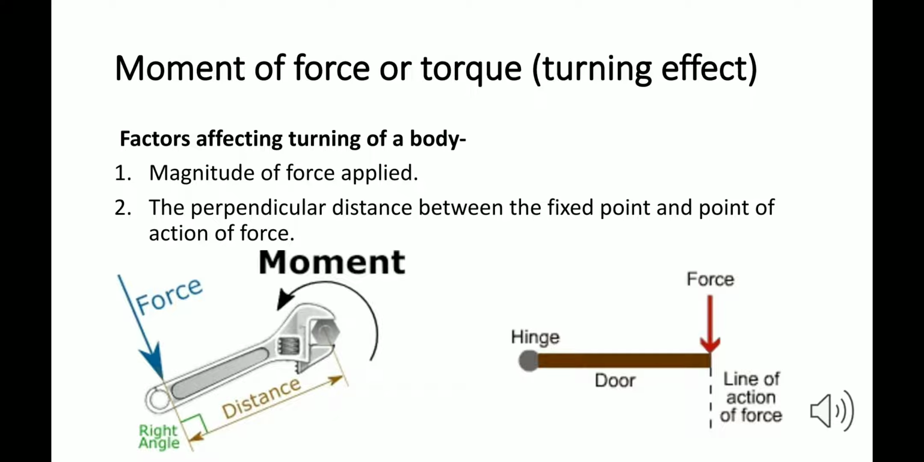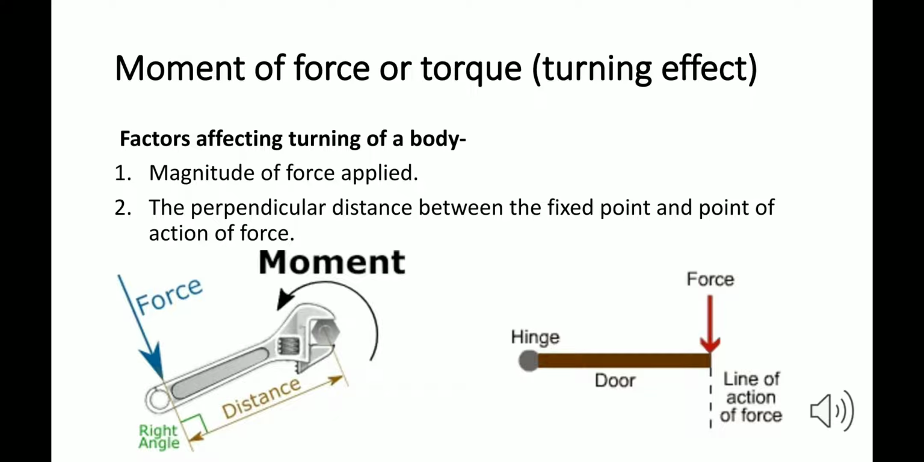And the second condition is that it should be pivoted at some point. That means it should be fixed at some point. And these are the two conditions for having a turning effect of force on an object. Now, moment of force or turning effect, there are some factors which affect the turning of a body. The first one is the magnitude of force applied. The amount of force applied on a body will decide whether the body will rotate or not.